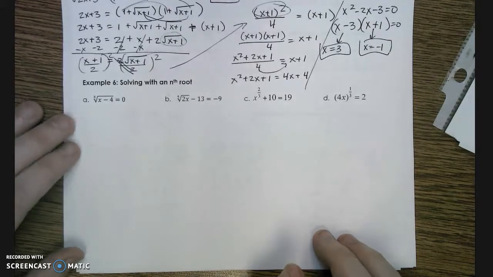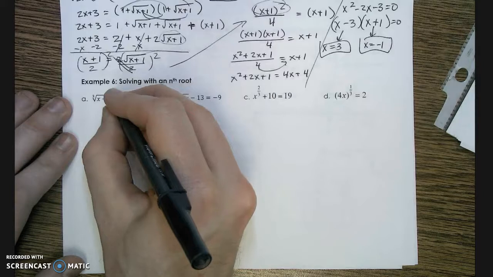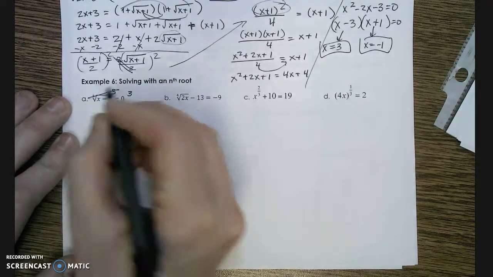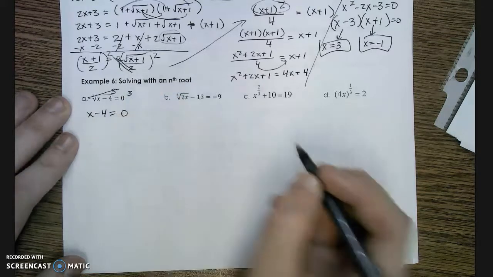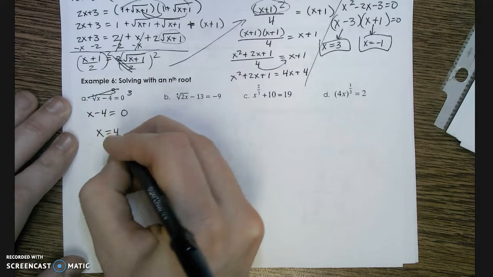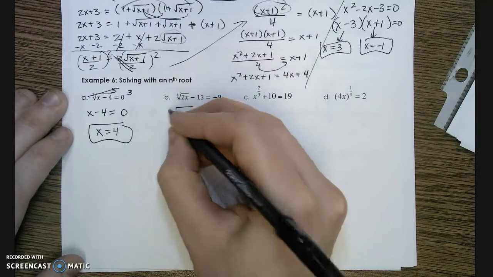In example 6, the radical is isolated. So to get rid of it, you cube both sides because it's a cubed root. 0 times 0 times 0 is 0, and then add 4 to the other side, you get 4. Isolate your radical, so add 13 to the other side.